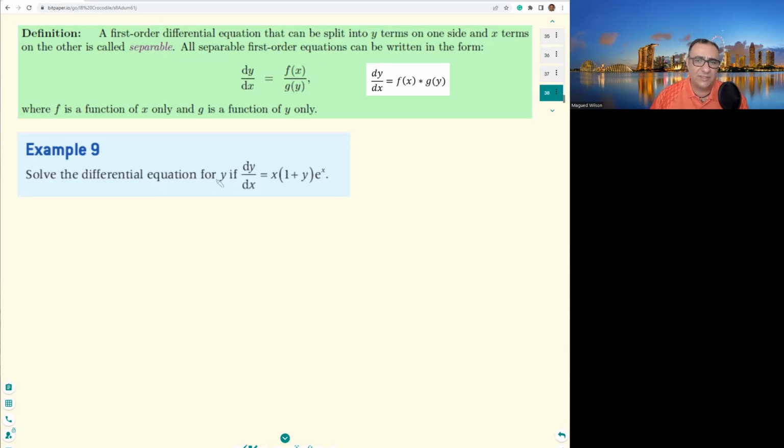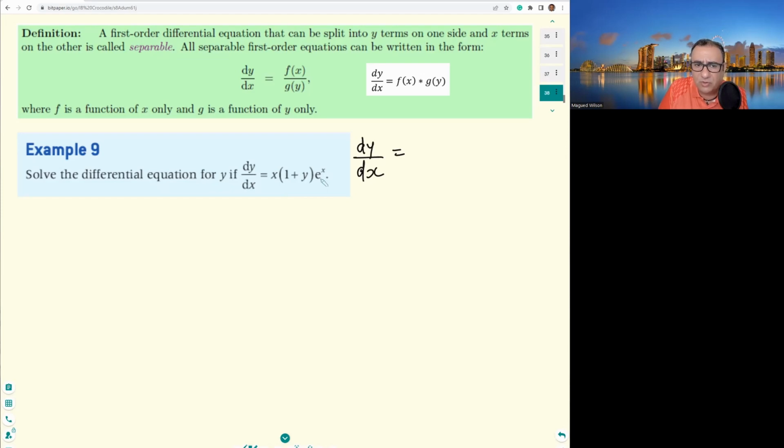Now let's have a look at this example from the Oxford textbook. So we need to solve this: dy by dx equals x multiplied by 1 plus y multiplied by e to the power of x. Now, let's see if I can rewrite this as one of these 2 forms. So I have dy by dx on one side, which I already have, so this is good.